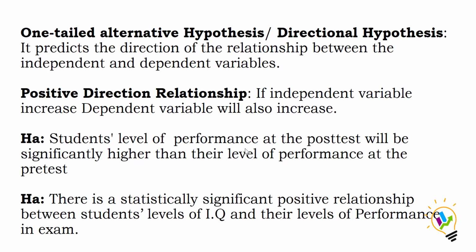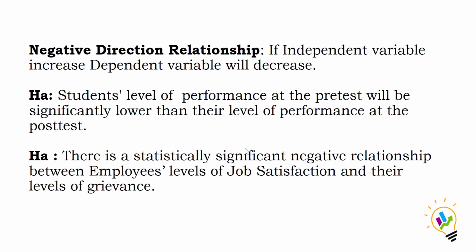This is positive. Or the other alternate hypothesis, there is a statistical significant positive relationship between students' level of IQ and their level of performance in examination. We are saying if IQ increases, level of performance in exam is also increasing. This is positive directional relationship hypothesis. Next is negative direction relationship.